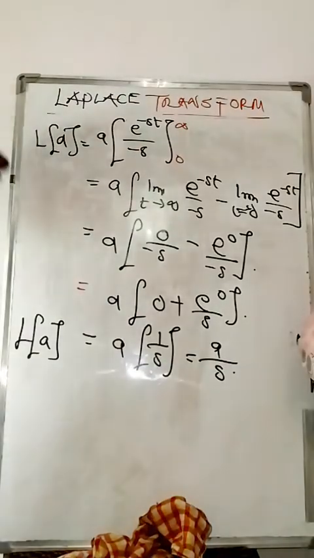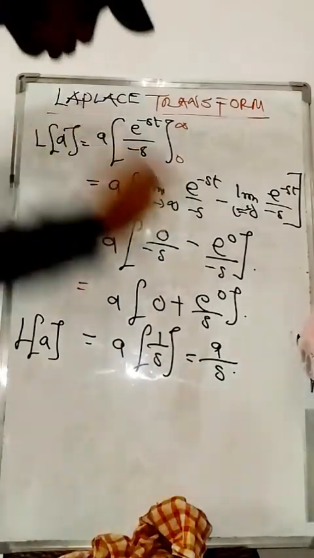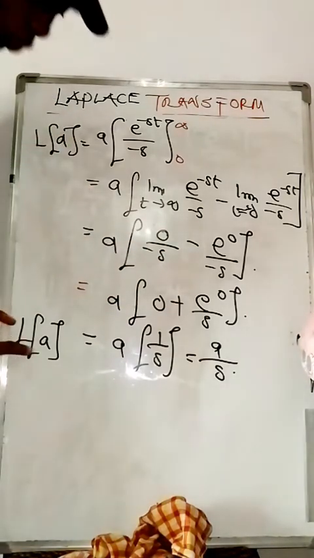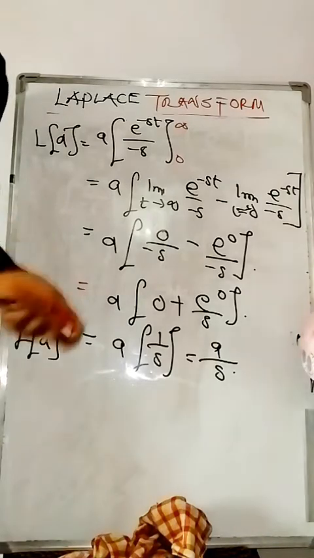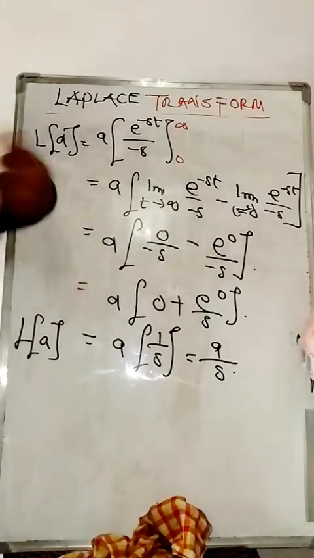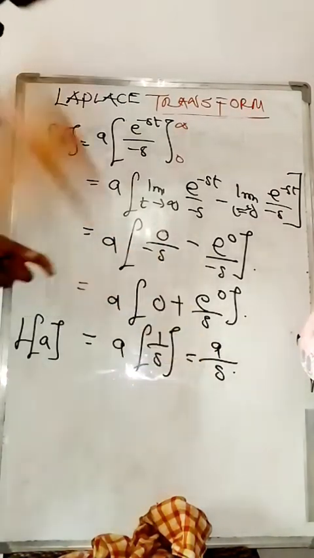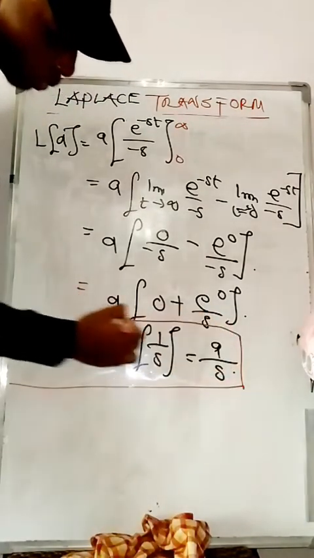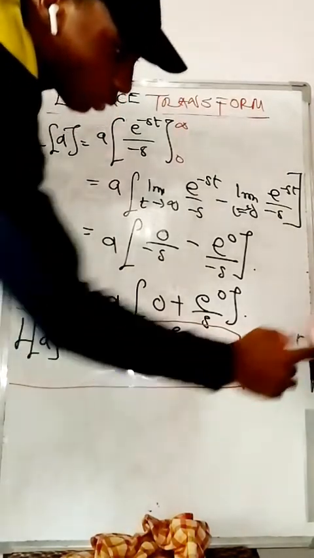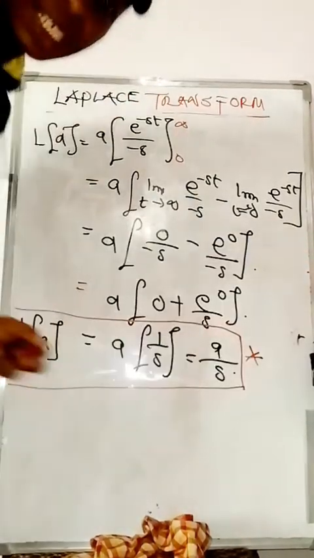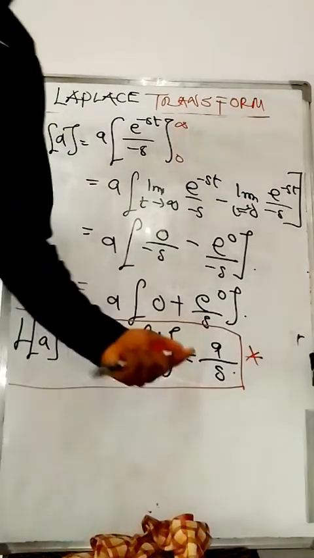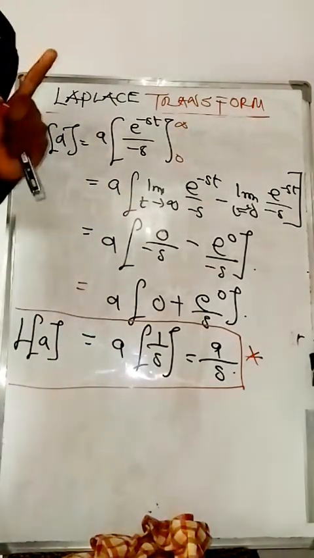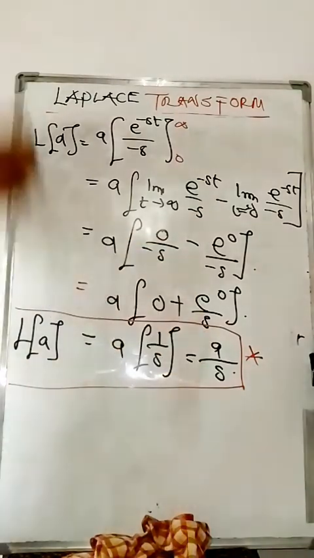So I want you to take note of this. I want you to jot down this. This is basically another standard solution to Laplace. So Laplace of a, where a is a constant. Laplace of any constant, it can be 3 or 4 or any figure, is basically that constant over s. This is our first standard solution to Laplace. So this is Laplace of a constant. So Laplace of 4 is basically what? 4 over s. So let's take an example.